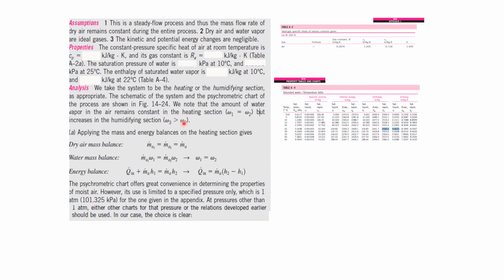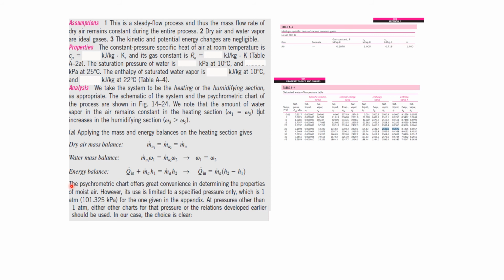And then omega 3 is more than omega 2. So we need to find this, right? So the dry air mass balance is given. The water mass balance is given here. And then the energy balance we've discussed is also presented as this, right?